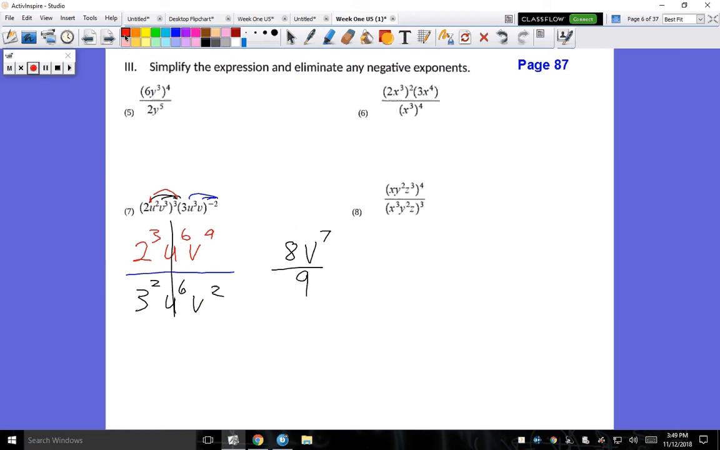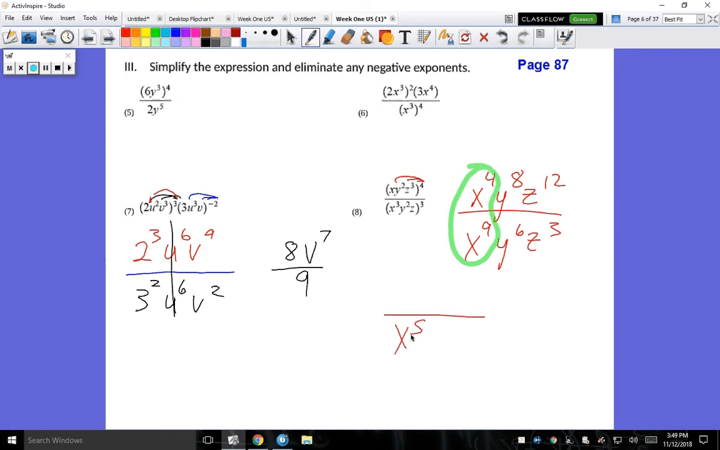Let's keep going. This one is 4. X to the 4, y to the 8th, because you multiplied, z to the 12th. Then you have x to the 9th, y to the 6th, and z to the 3rd. Now let's think about x's. Who won? The bottom by 5. Who won with y? The top by 2. Who won with z? The top by 9. That is your most reduced form. Okay? Let's keep going. 2 more.